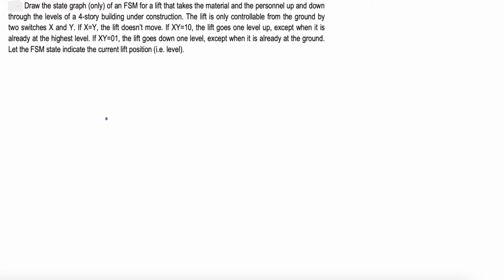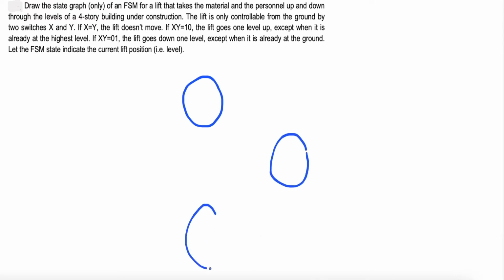Alright, so I can see there's a lot of words, a lot of numbers. This question can be overwhelming, but when you break it down, this question is actually very, very simple. So we know that it's a 4-story building. So let's start off by drawing our 4 levels. So we have a circle over here, a circle over here, a circle over here, and a circle over here.